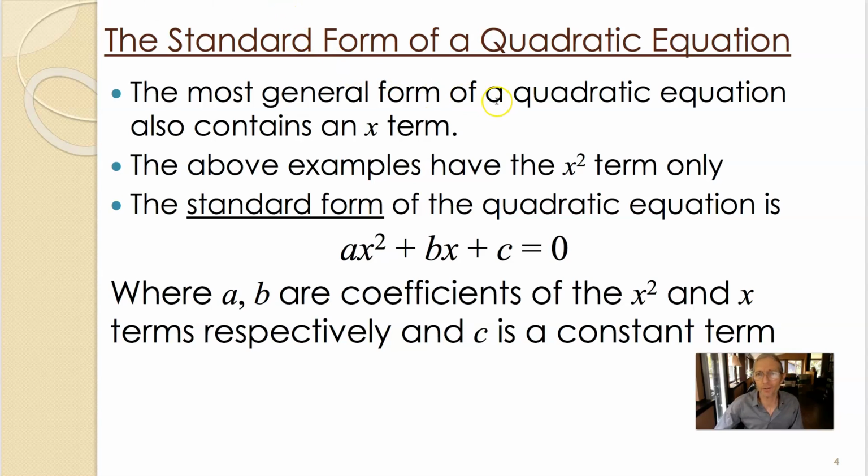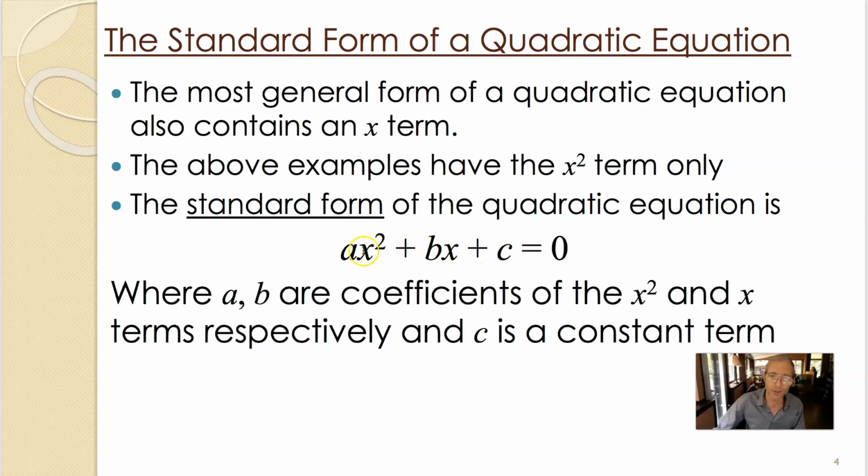So the most general form of a quadratic equation would also include an x term. What we looked at so far strictly had the x squared term. It was very easy to work with. So when we have an x term, that changes things a little bit. First thing we have to do to solve it is write it in what's known as the standard form.